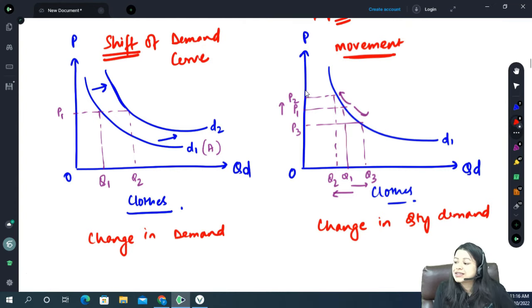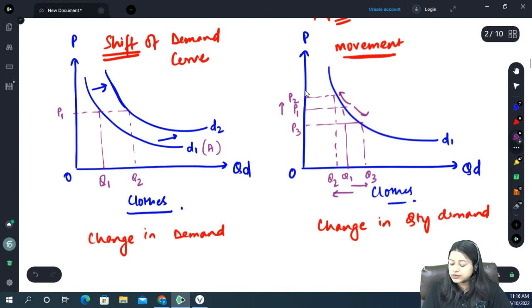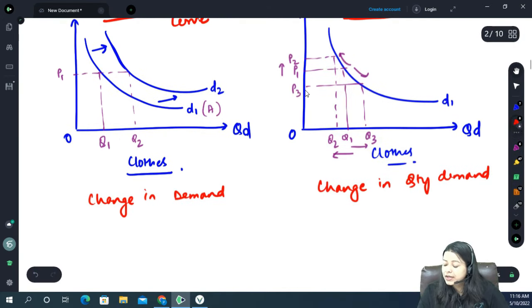And in the first case, your price is remaining constant and your demand curve is shifting. Although only the quantity demanded is changing, we call it change in demand because the demand curve is changing. So the equation for the demand curve will change, correct? Now, the equation of the demand curve, this is a little deeper. My equation for the demand curve is quantity demanded equal to A minus BP.